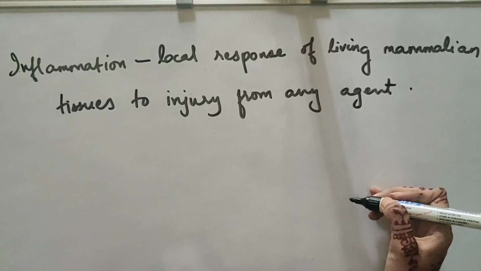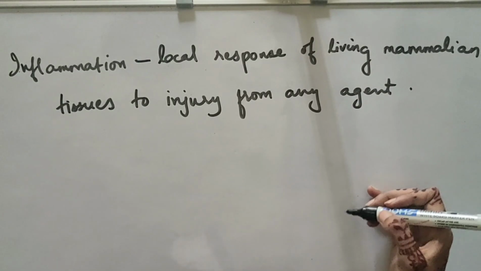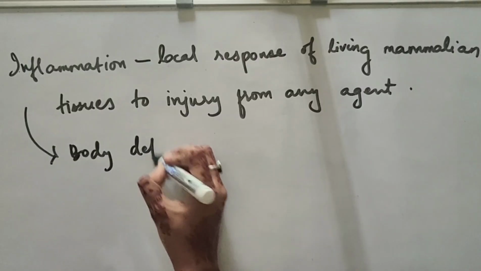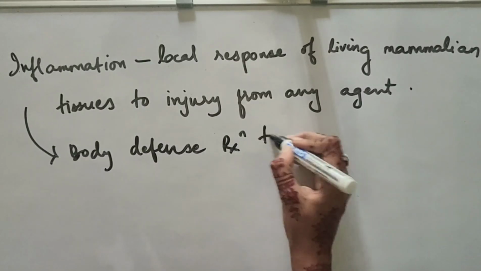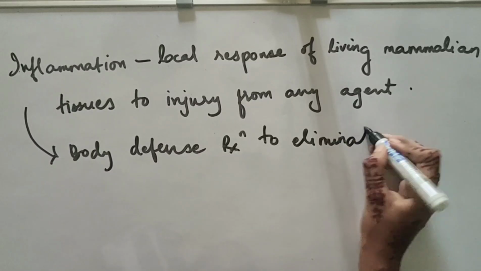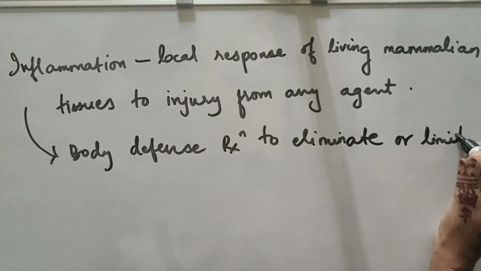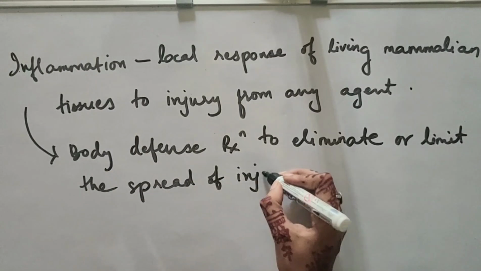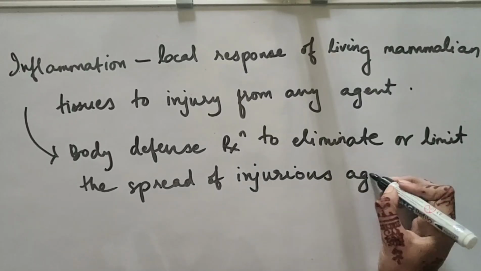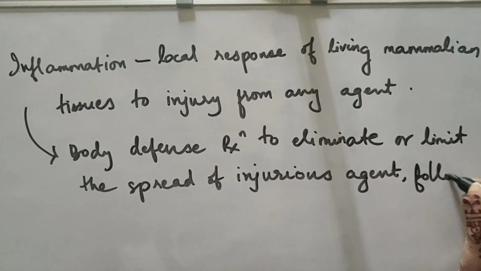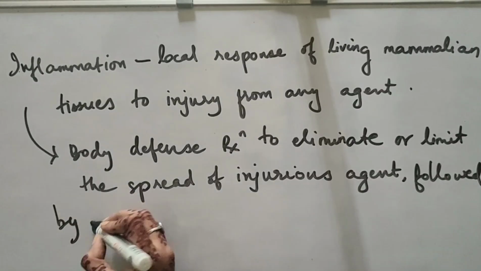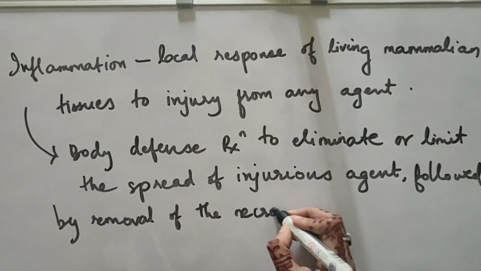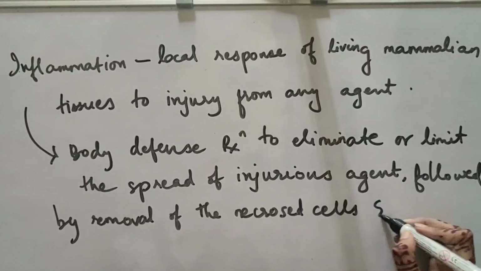So inflammation is defined as local response of living mammalian tissues to injury from any agent, and it is a body defense reaction to eliminate or limit the spread of injurious agent followed by removal of the necrosed cells and tissues.